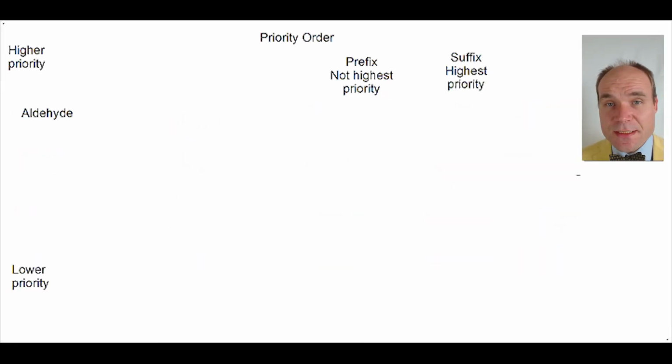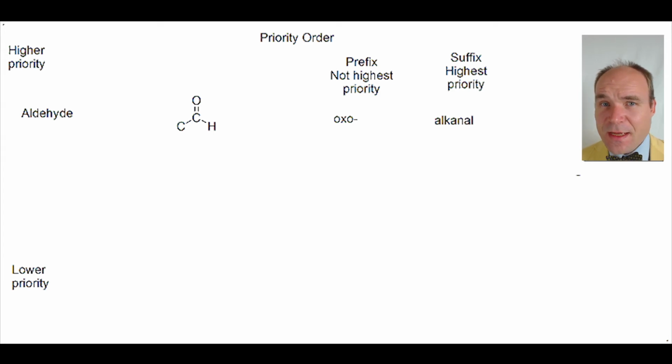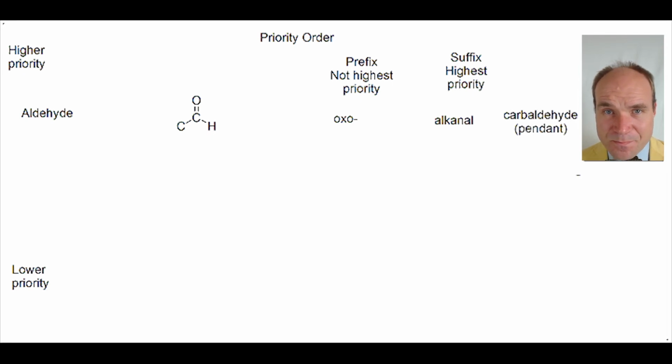Coming down in our list of priorities, we go from nitrile and arrive at aldehyde. But where your aldehyde isn't the highest priority functional group in your molecule, it's described as oxo. But if it is the highest priority functional group in your molecule, well, now it's called alkanal. If it happens to be pendant and not part of the main chain, it's described as carbaldehyde.